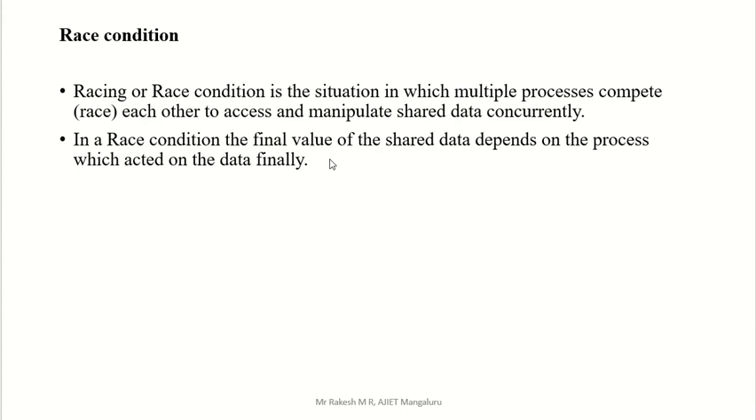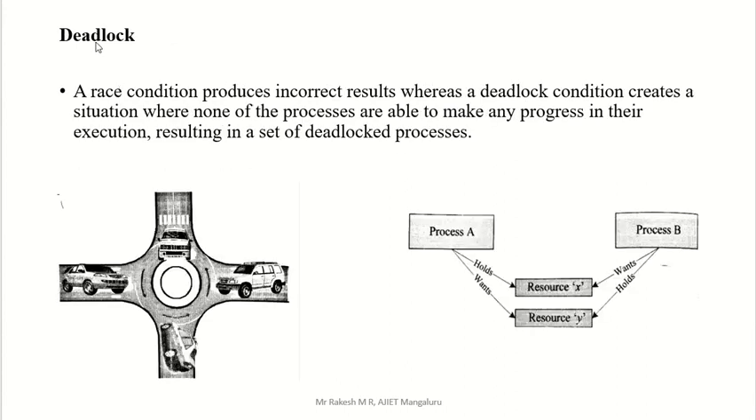Otherwise, there may be a chance of competition. Because of competition, whichever process wants the resource urgently or immediately won't get that resource immediately because of this racing. So we have to avoid this condition. Now, because of racing, we are going to get another condition called deadlock.